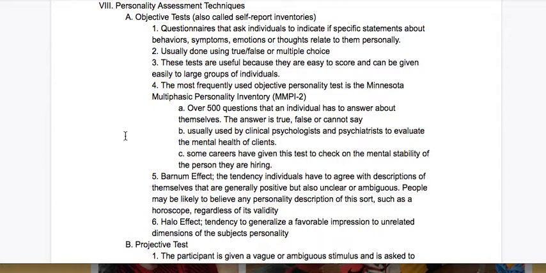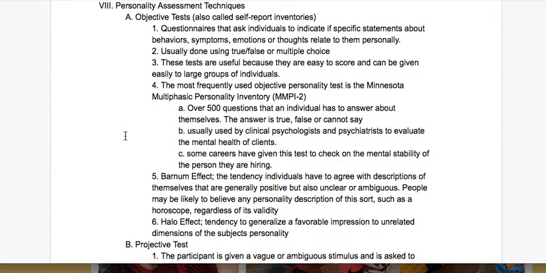They would be like, if you had dinner plans for Friday and at the last second they got changed, would you care? Or it would basically say, would you care? True, yes, I would care. False, no, not that big of a deal, or you really cannot say. Those type of questions. And usually used by clinical psychologists and psychiatrists to evaluate the mental health of clients. 500 questions, though, that's a lot.